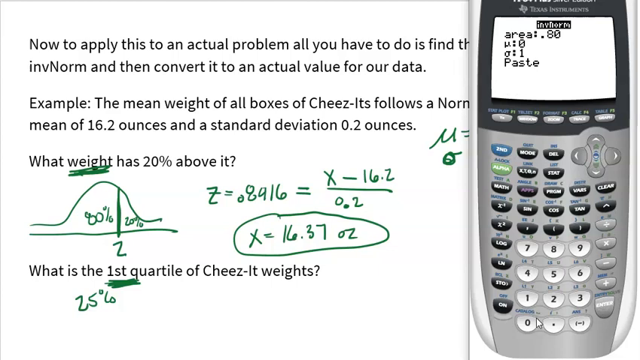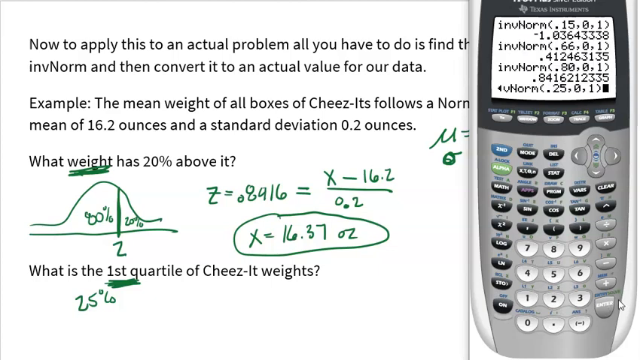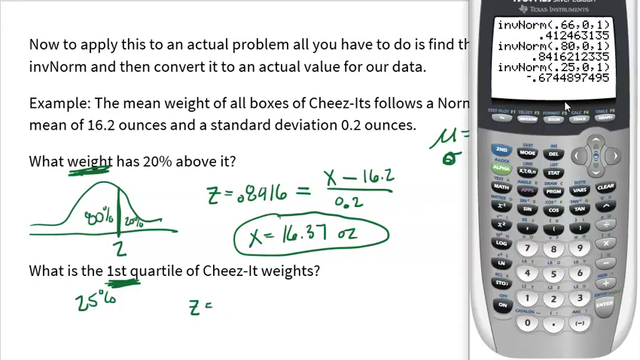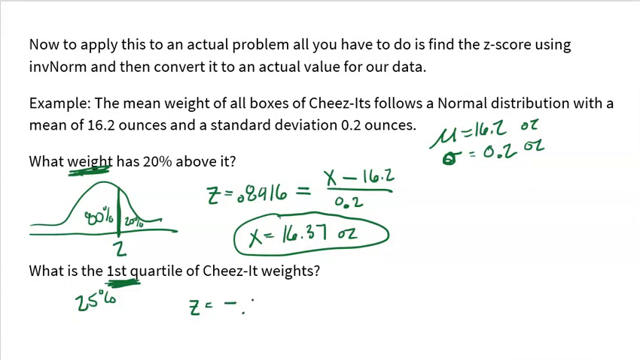Invert norm, we're going to put in the 0.25, the bottom 25%. And this is the Z-score that represents the bottom 25%. So the Z-score that represents the bottom 25%, sorry for taking it away so fast there, is negative 0.6745. And let's keep in mind that has 25% below it and 75% above it, but invert norm only wants the below.